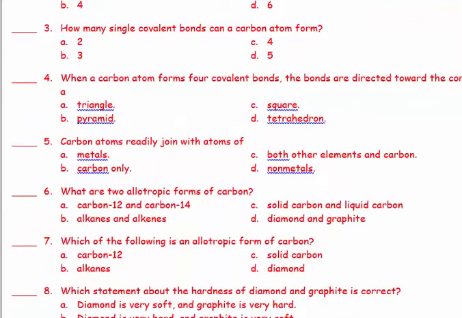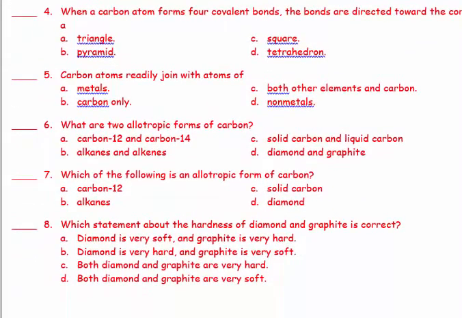Number 4, when a carbon atom forms 4 covalent bonds, the bonds are directed toward the corners of a tetrahedron. Tetrahedron means that the carbon is in the middle and there are 4 bonds arising all around it. Carbon atoms readily join with atoms of both other elements and carbon, as we just said. 5, C.